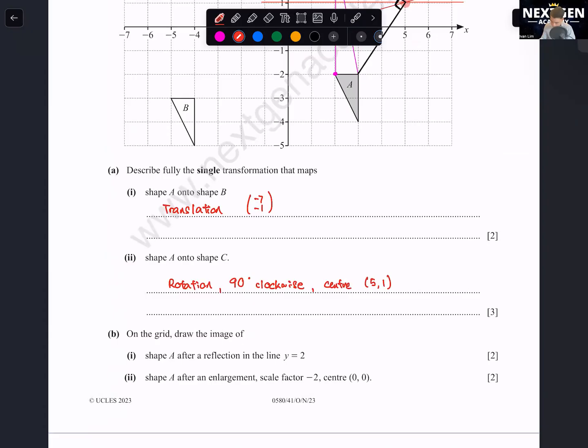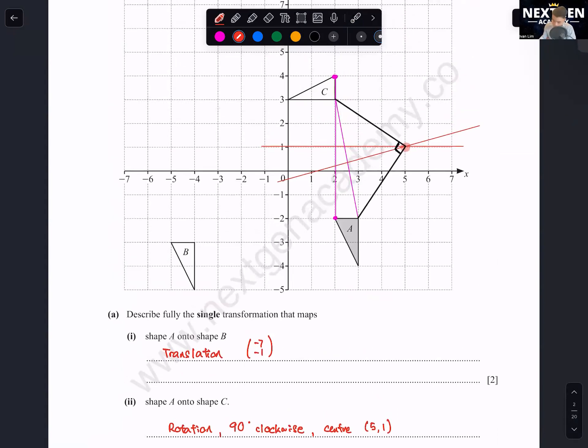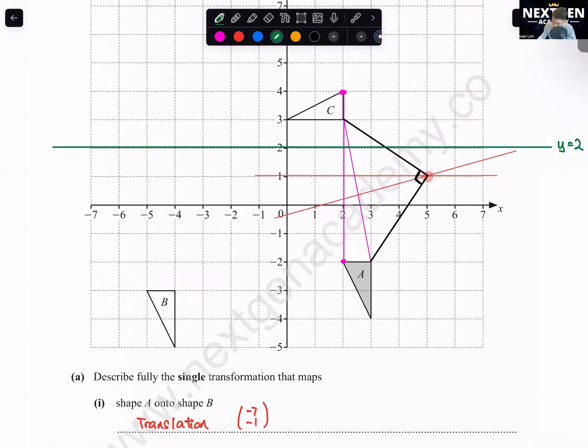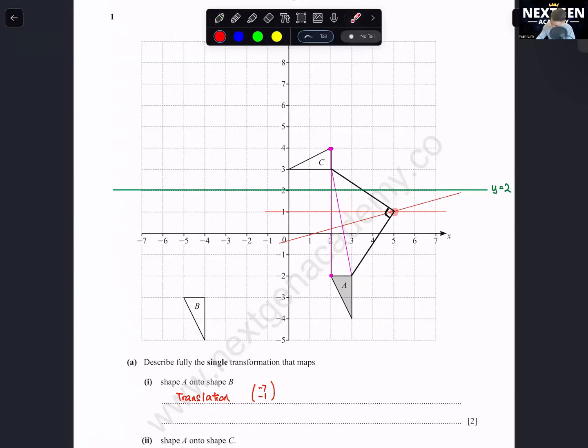Let's go to question B1. Shape A after reflection in the line y equals 2. Where's y equals 2? Let's draw y equals 2, a horizontal line, like this. Shape A. So if I want to draw a mirror of this, how am I going to do? I count like that: 1, 2, 3, 4. Then I do here: 1, 2, 3, 4. The point will be here. Then you do for all the points also. So you will get your point like this.